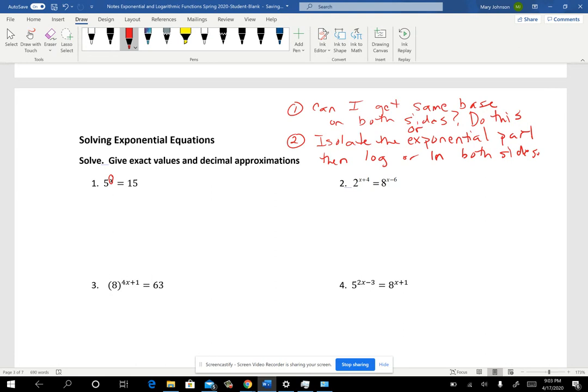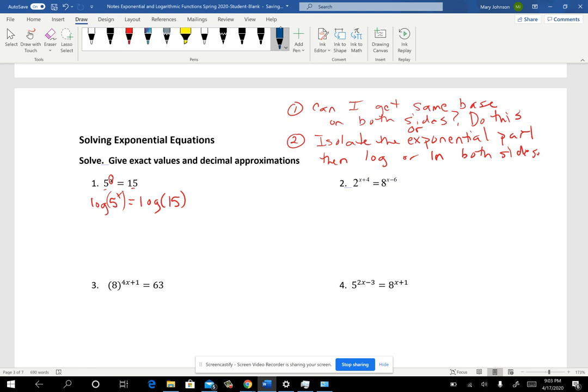So before I get started on this one, I'm looking at the 5 and the 15, and I realize right off the bat, I can't write 15 as 5 to some power easily. The exponential part's already isolated, so I'm going to come in and log both sides. Our normal approach is to just use either log or ln, which is log base 10 or log base e, because those are the buttons that are on everybody's calculator. That's typically how they'll show it.